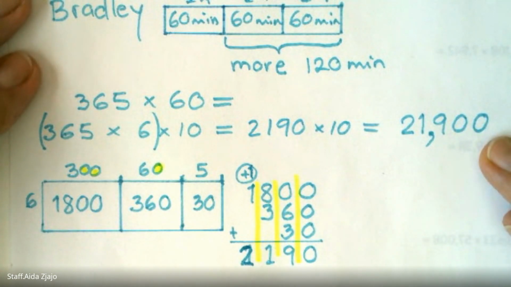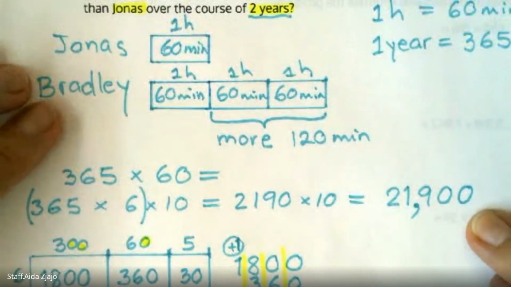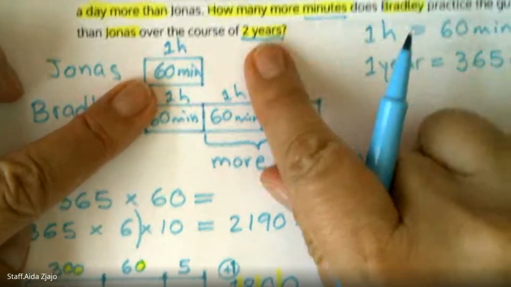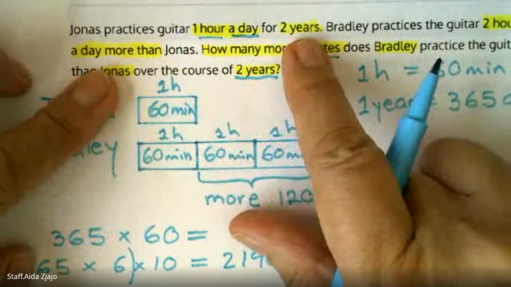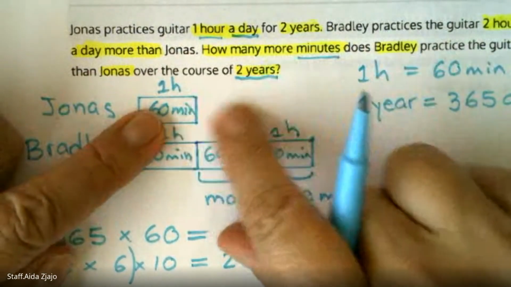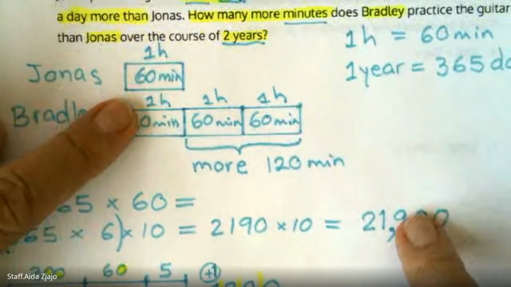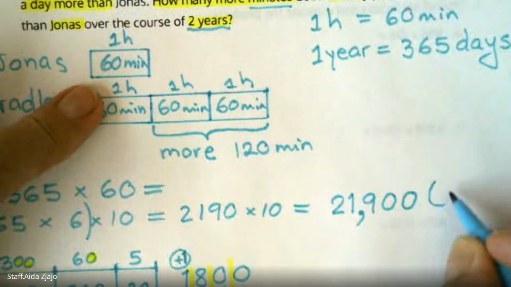When we think about 1 year, Jonas did this many minutes for 1 year, but they are talking about the boys' practice in 2 years. So 60 times 365 is 1 year. So what that means is this is 1 year.